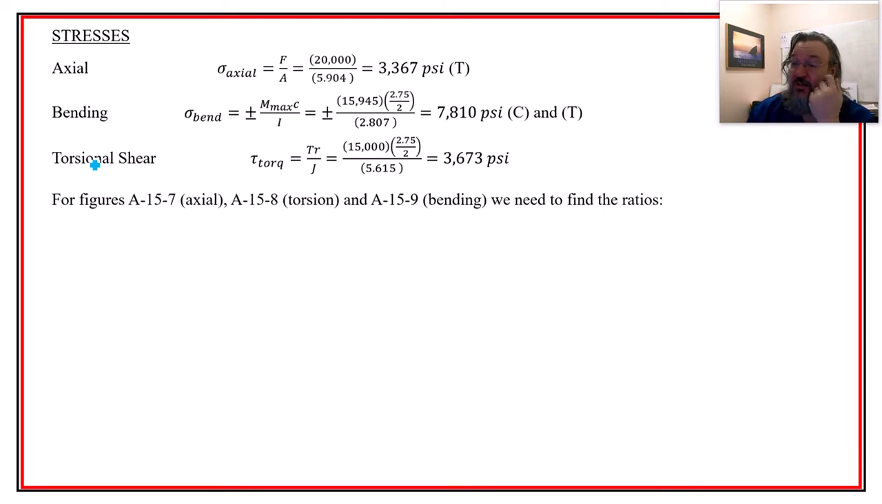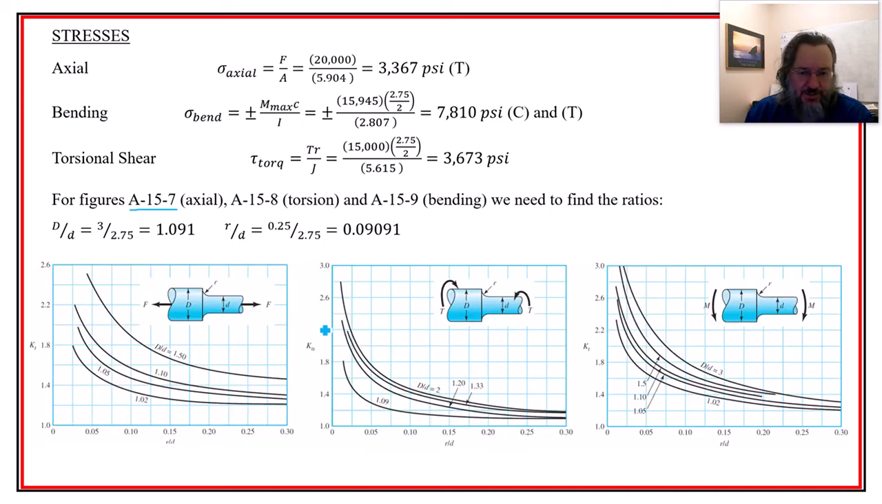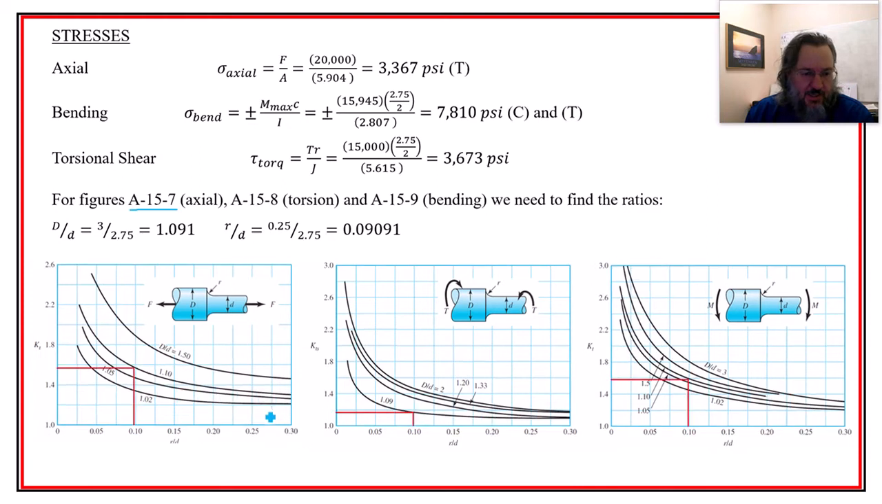So we want to find the stress concentration factors for this scenario, and that's in figures A15, 7, 8, and 9. We're going to use the ratio of the big diameter divided by the little diameter and the radius divided by the smaller diameter. So here are the 3 figures, and right there is about the location of it. We got 0.909 right there. You can see it here in all of these. And we have 1.09, like we have 1.1 there. We actually have 1.09 here, and we have a 1.1.